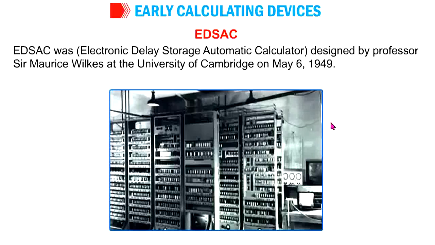That is in 1949. And it is 6,000 kilograms. And the area used are 20 square meters. It was the first electronic computer that used stored program. You can store the program in this computer.